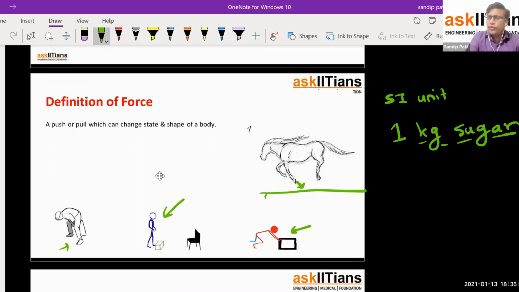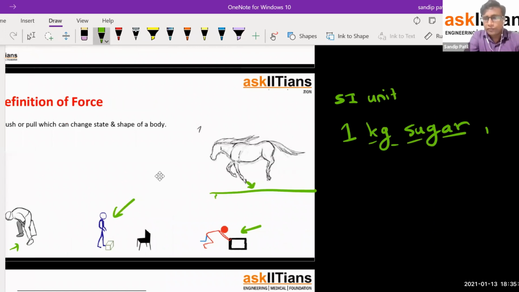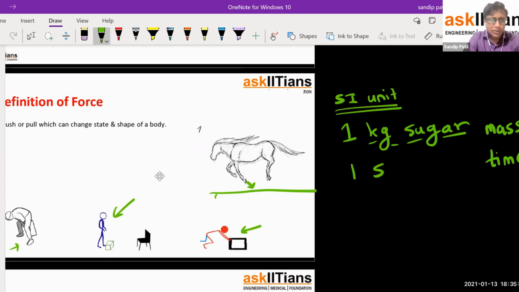So similarly, every quantity will have some unit, right? Like this is the mass quantity, we can say. Then you also measure time. Time is also a quantity. What is the unit of time? Normally we say 1 hour. Consider there is a 1 hour lecture, right? Or a 2 hour lecture. But SI unit means the standard unit, we can say it is 1 second. So we are going to measure time in seconds.